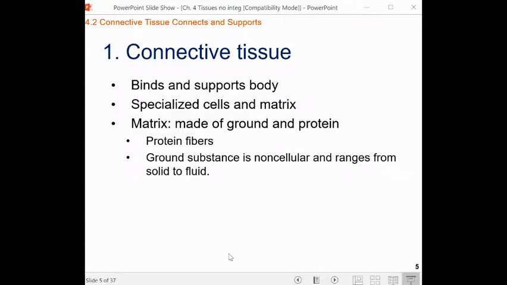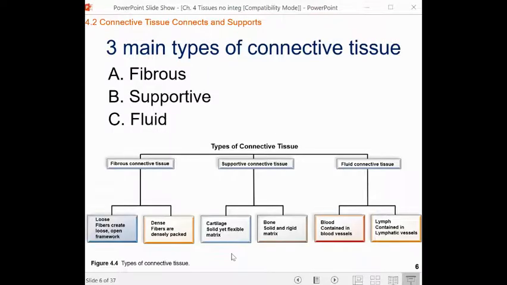The first category is connective tissue. This functions to bind and support the body. The key thing about these cells is that they're separated from each other by a matrix. Now, this matrix can be made of a lot of different things, but it's usually protein fibers, and typically it ranges from anywhere to a solid, like you would find in bone, to a rubbery material, all the way to a fluid. Again, the key thing about connective tissue is the cells do not sit next to each other. They're separated by this matrix.